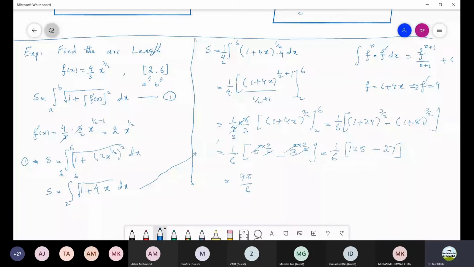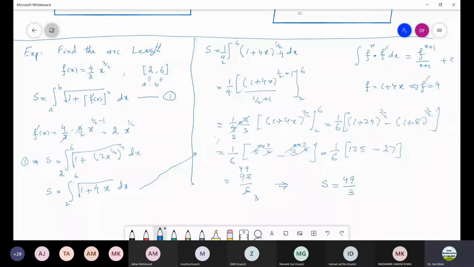3 twos are 6. Okay. 4 twos are 8. 9 twos are 18. So from here we get that the arc length is 49 divided by 3. And that is the required solution.